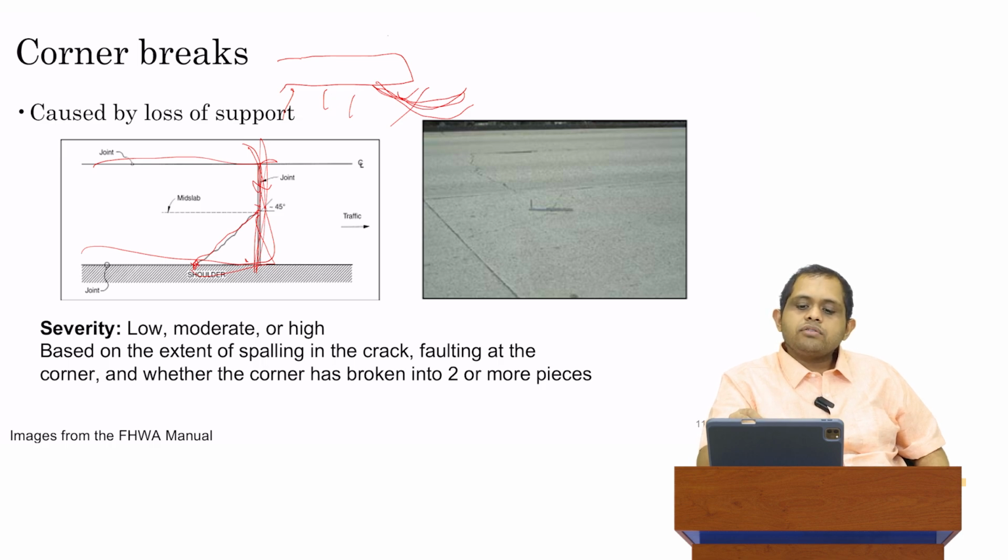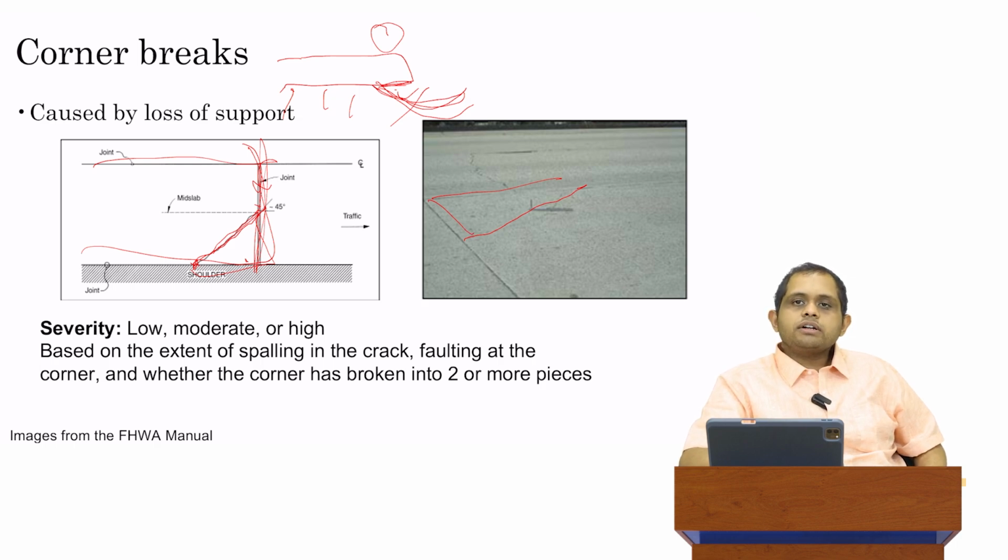And so whenever a vehicle goes on this slab, it does not have any support underneath it. So it's going to be subject to very high strains. Those high strains will cause the development of this type of cracking at the corners, and that's how you'll end up getting this type of corner crack. In the picture on the right, we have a field example of what a corner crack looks like.